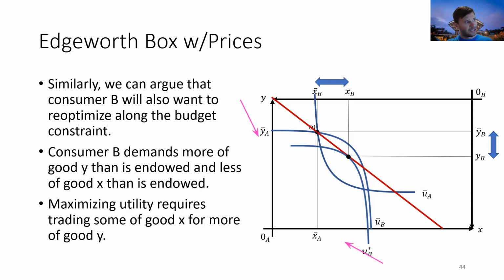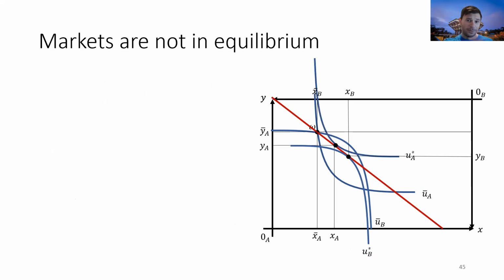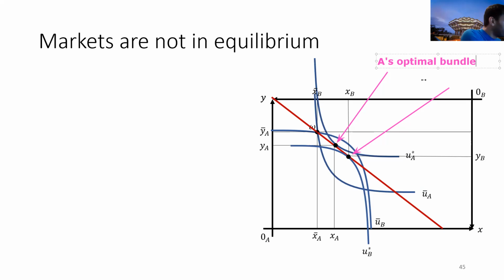Okay, so I'm going to suggest that at the moment, the markets are not in equilibrium here. And here's how I'm going to make this argument. I'm going to bring both tangency points back, recognizing A wanted to choose a slightly different point than B wanted to choose. A's optimal bundle and B's optimal bundle are not the same. Okay? And because of that, I'm going to argue the markets are not in equilibrium.